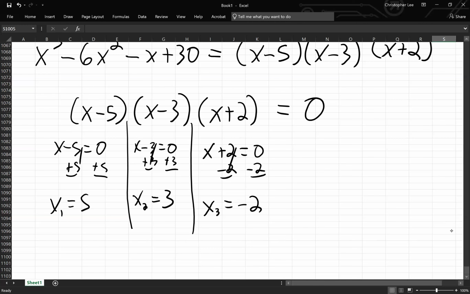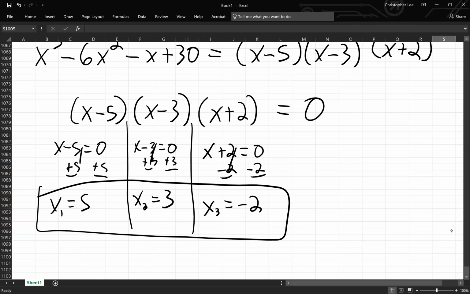If you have these numbers jumbled, it doesn't matter. Like if your x1 was 3 and my x2 was negative, whatever. It doesn't matter. These are the answers right here. All right?